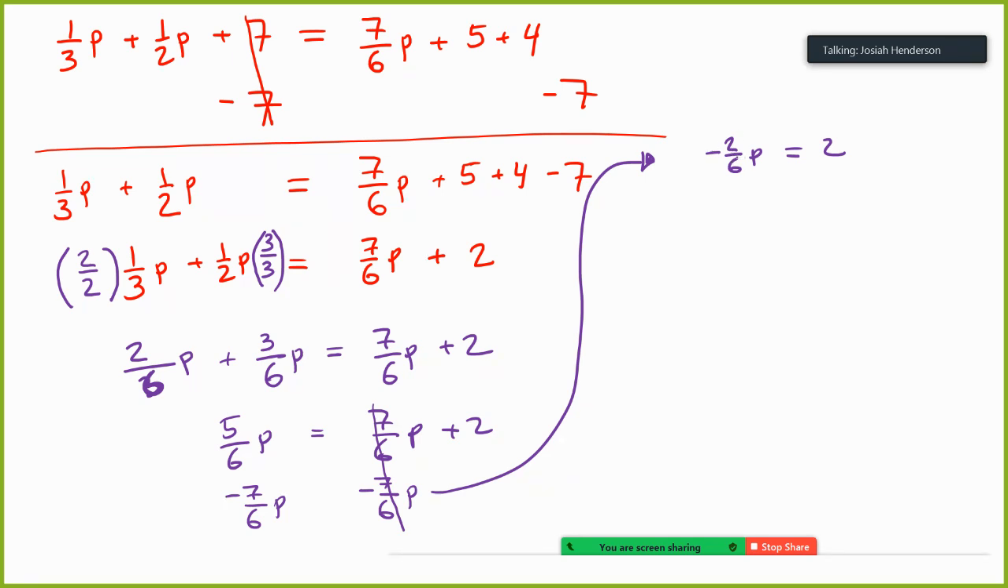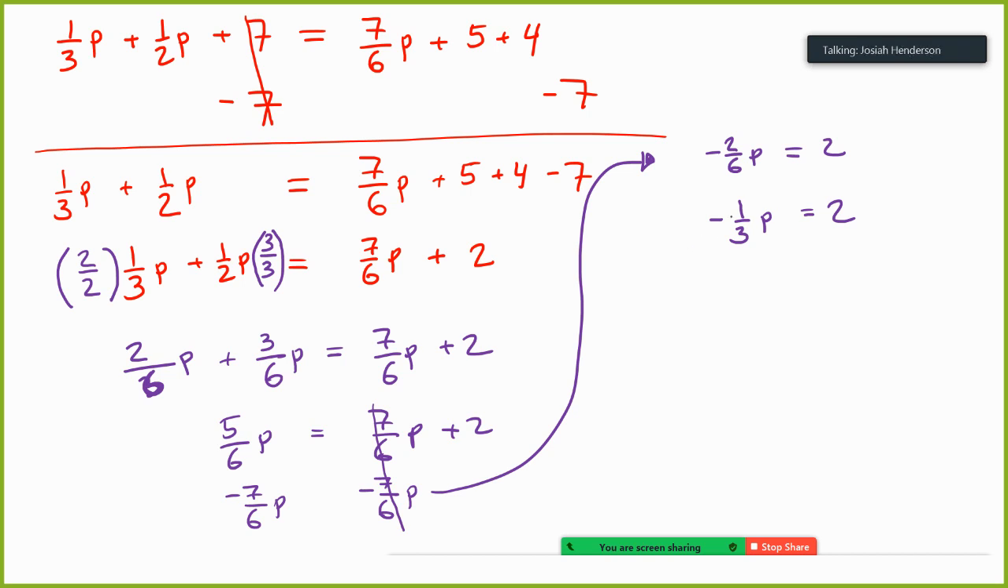We could reduce this fraction, 2/6. So I notice they're both even, so I divide the top and bottom by anything that matches. 2 and 2 would work, divided by 2, divided by 2. So that's negative 1/3 p equals 2. Same thing.